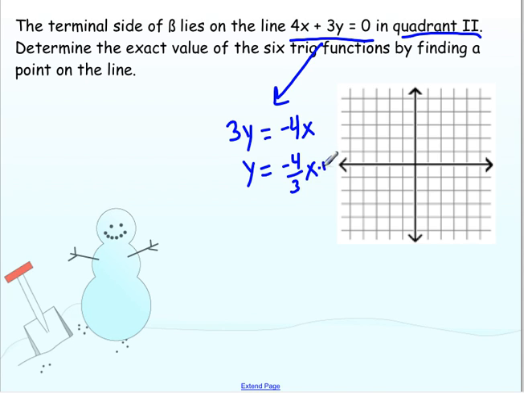Now there's no y-intercept, so it starts at the origin. And then it has a slope of negative 4/3. So I would go down 4 over 3, or I could go up 4 over this way 3. Okay, so that's my line. But the problem specifically said that we need to be in quadrant 2. So I only want to focus on this right there. So I'm going to make a triangle out of that.